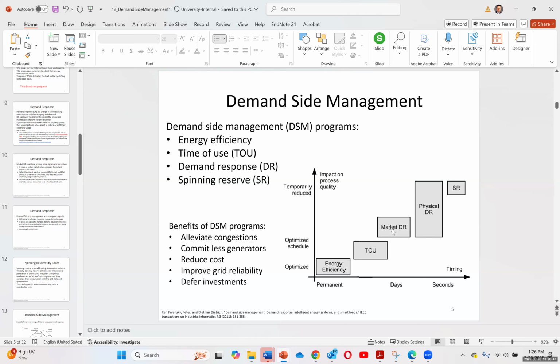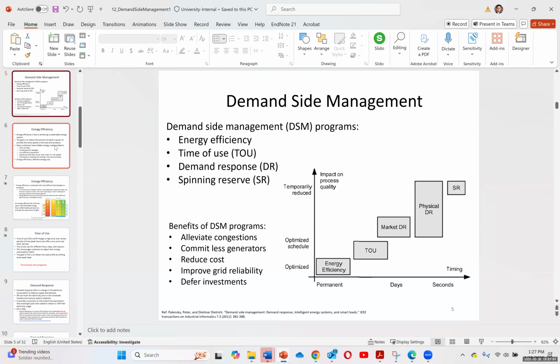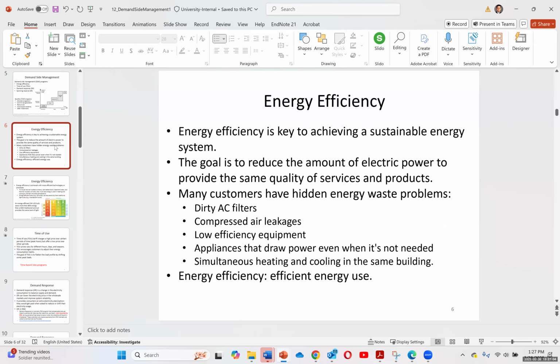The benefits of DSM programs: it alleviates congestion, commits fewer generators, reduces the cost, improves grid reliability, and defers investments. Energy efficiency, we have heard a lot about this, is basically to reduce the loss in a system, and it is key to achieving a sustainable energy system. The overall goal is to reduce loss, as mentioned, and to reduce overall power consumption.